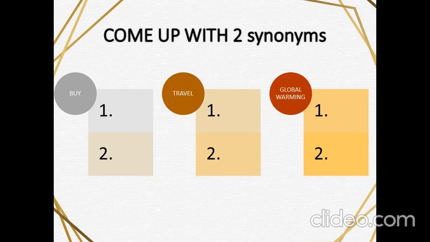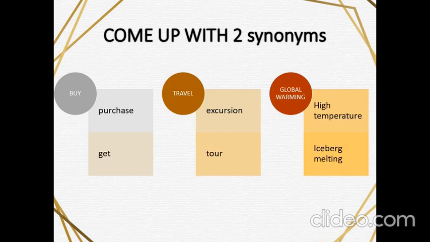synonyms, practicing synonyms. Here we have 3 words. So could you stop the video and write down 2 synonyms or paraphrasing words for each word? Okay, here are my examples. For buy, I chose purchase, get. For travel, excursion, tour. Global warming, high temperature, iceberg melting.